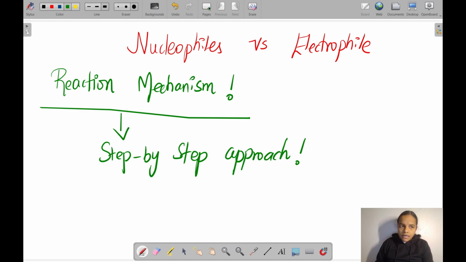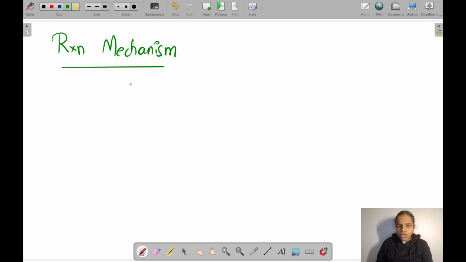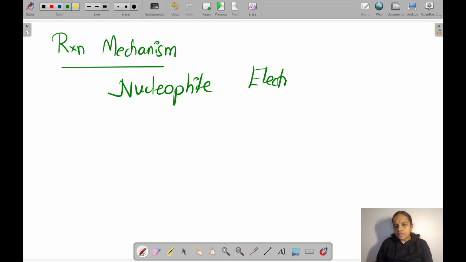For understanding a reaction mechanism, we start with the most fundamental concept of nucleophile and electrophile. In any reaction mechanism, it is important to find out which is the electrophile and which is the nucleophile in that reaction in order to proceed further and to understand how the bond breaking and the bond formation takes place.